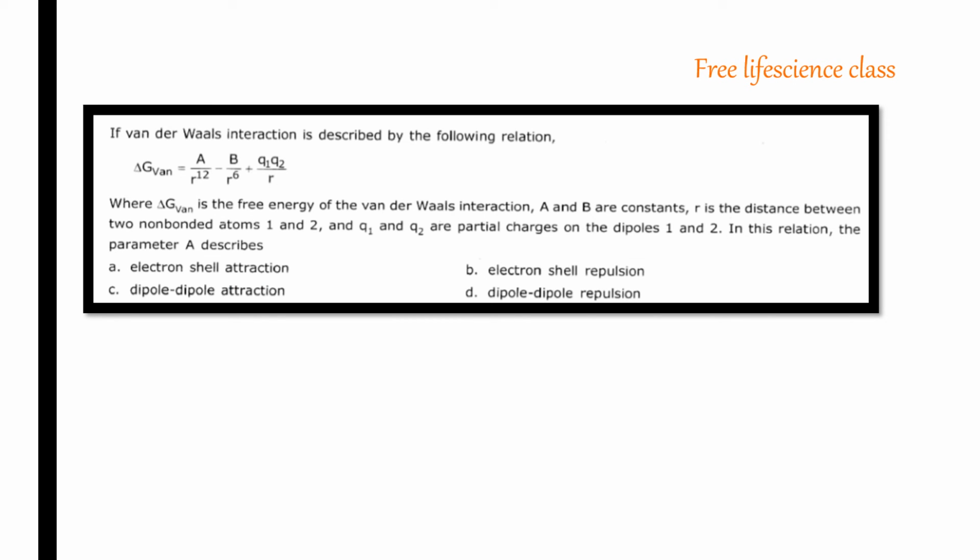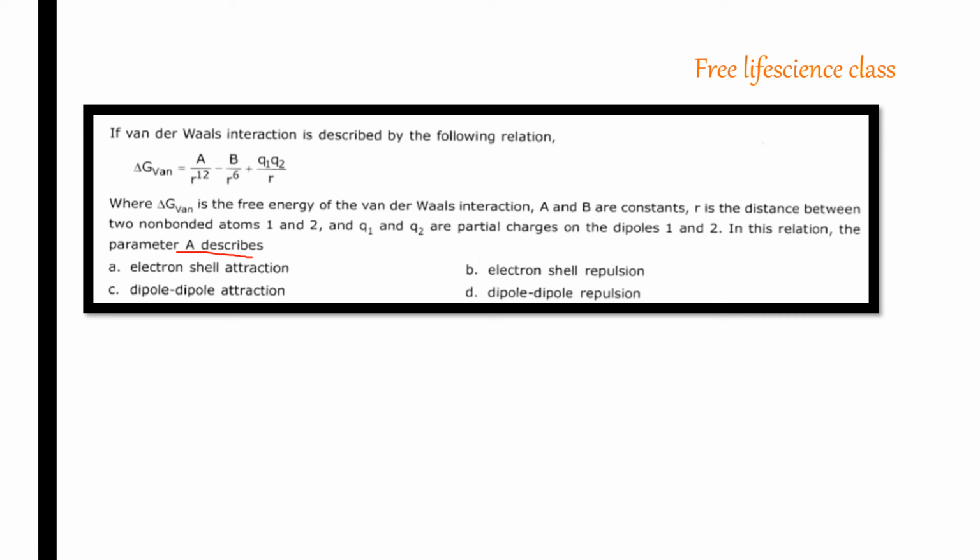The next question is, if van der Waals interaction is described by the following relation, where delta G vdW is the free energy of van der Waals interaction and A and B are constants, R is the distance between two non-bonded atoms 1 and 2, Q1 and Q2 are partial charges on dipoles 1 and 2. In this relation, the parameter A describes what? So in this question, we are given some parameters and we have to find what exactly A describes.